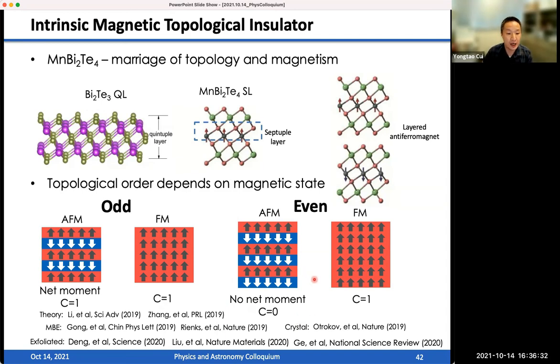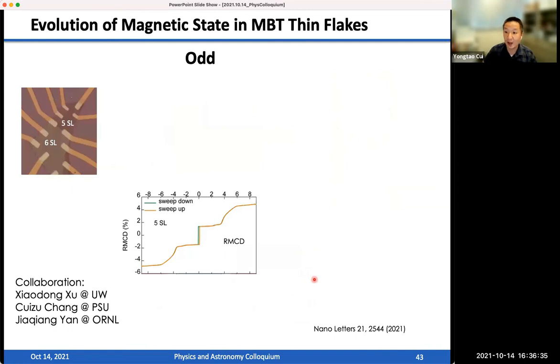Okay, so in our experiment, we want to examine the topological properties and correlate them with magnetic states. This is a collaboration with several groups around the US. And this is one example of a device. In this case, it has an odd layer on one side and an even layer on the other side. So we can probe both odd and even within the same device. First, we characterize the magnetic properties using an optical technique called RMCD. In this case, the signal is proportional to the size of the moment.